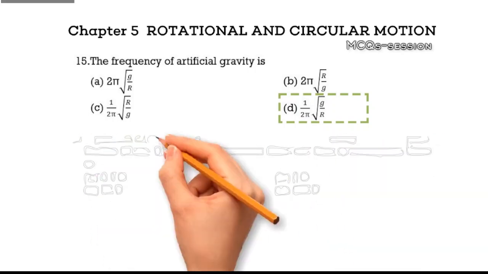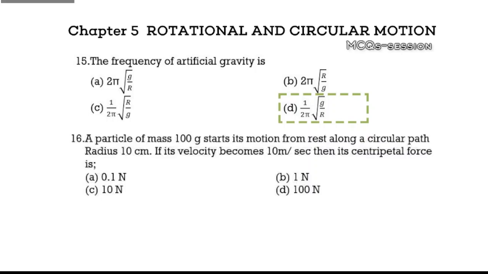Question 16. A particle of mass 100 grams starts its motion from rest along a circular path with a radius of 10 centimeters. If its velocity becomes 10 meters per second, what is the centripetal force? A. 0.1 Newton, B. 1 Newton, C. 10 Newton, D. 100 Newton. Pause the video and think. The answer is D. 100 newtons.